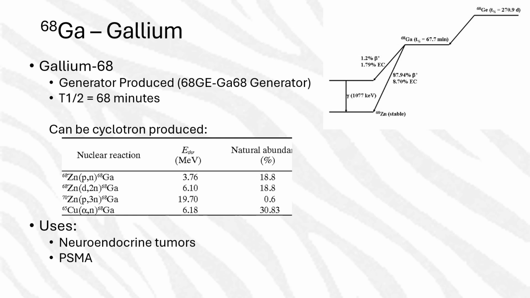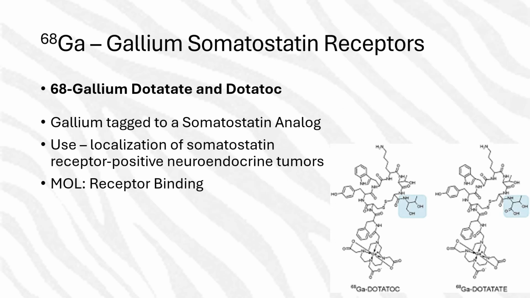Next, we have the gallium-68 for those agents. So recall that the half-life for gallium is 68 minutes. It is generator produced, although it can be produced in a cyclotron if needed. And it is typically produced from zinc. With the gallium-68 somatostatin receptors, it is tagged to a somatostatin analog, and it localizes in somatostatin receptor positive neuroendocrine tumors. The method of localization is receptor binding.